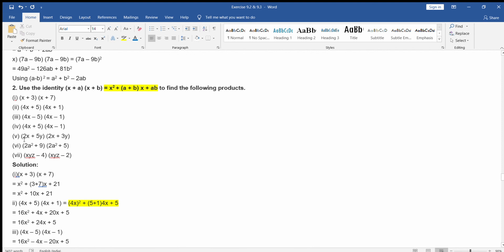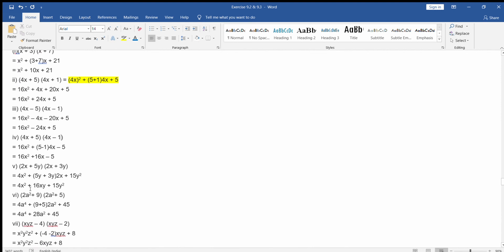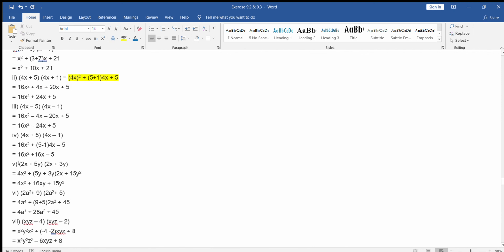For example, let us discuss one more part, that is the fifth part. Just see how we have solved the fifth part. (2x plus 5y)(2x plus 3y). Just see, on seeing the question you can know. If the identity is not given to you, then on seeing the question only, you can know which identity you are using here. Here both are different terms. So it is very clear that the first term is similar and the second term is not similar. Then we have to use the identity (x plus a)(x plus b). So here x is 2x, a is 5y, b is 3y.